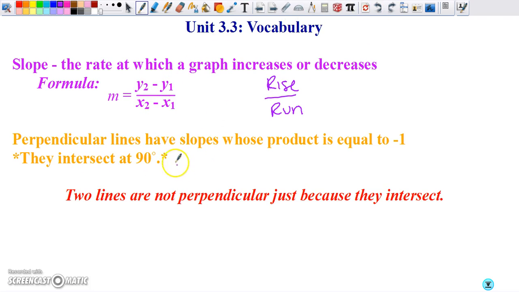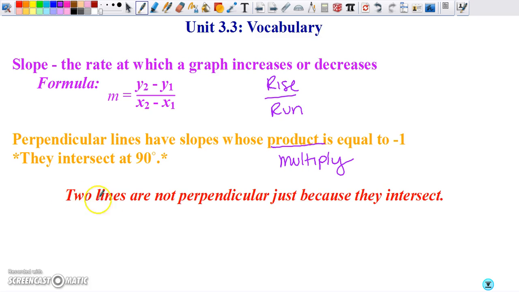Perpendicular lines, we've already talked about, the fact that they intersect at 90 degrees. This is not new, but they have slopes whose products are equal to -1. And product means that when you multiply them, okay? So when you multiply them, you get a -1.